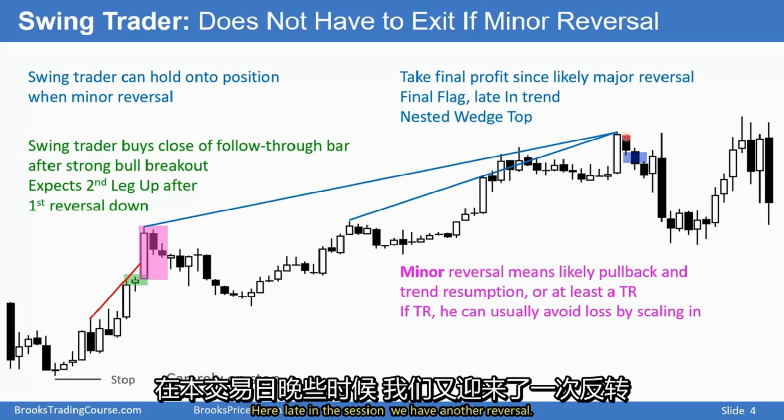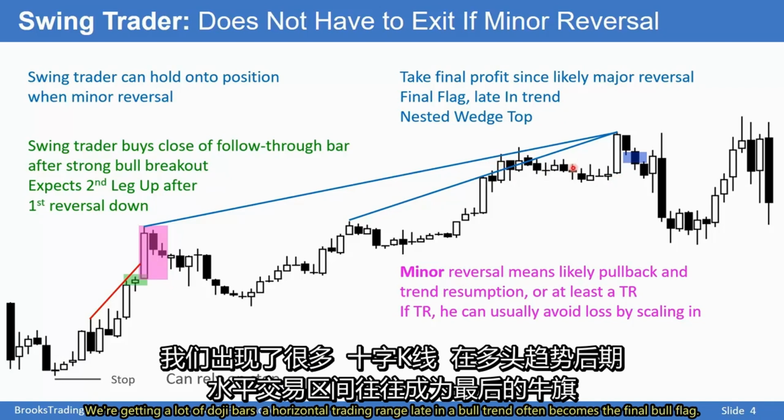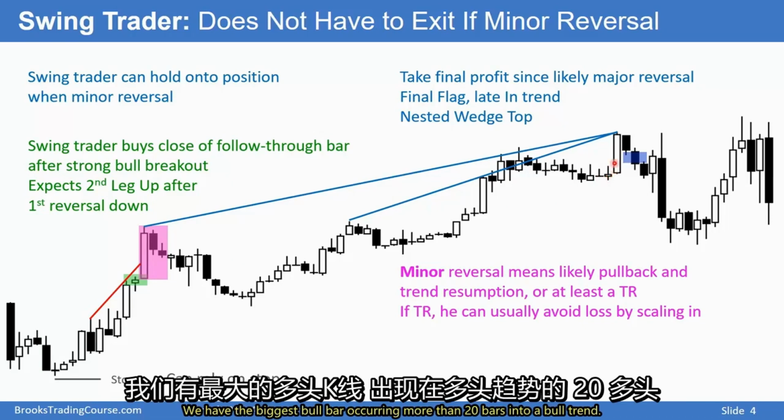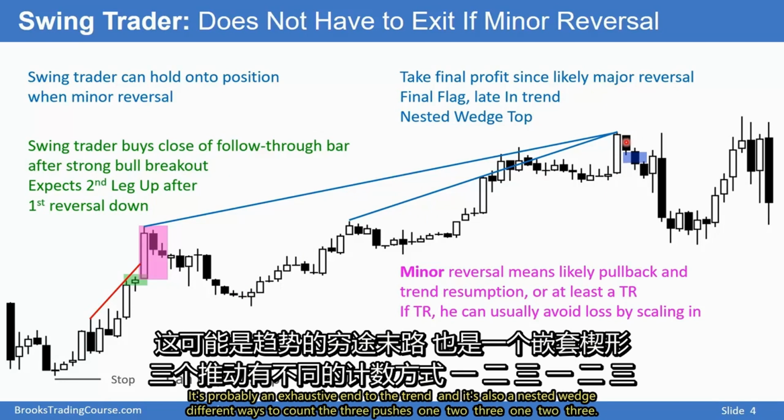Here, late in the session, we have another reversal. However, the bulls are losing momentum. We're getting a lot of doji bars. A horizontal trading range late in a bull trend often becomes the final bull flag. We have the biggest bull bar occurring more than 20 bars into a bull trend. Here, we have the biggest bull bar in about 50 bars. It's probably an exhaustive end to the trend.